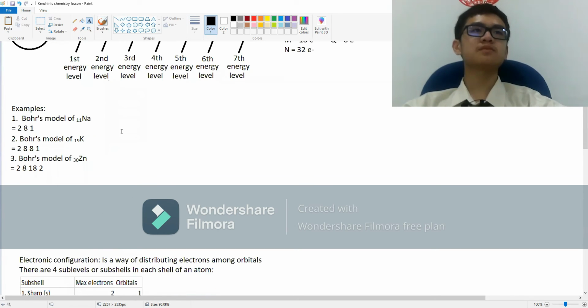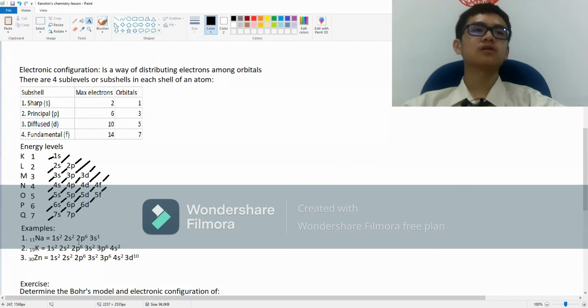Now let's use the same examples as the Bohr's model. So for sodium, we start with 1s2. So that's 2 electrons. Then what's next? We have 2s2. Then up again, 2p6, add them all together is 10. We need one more. So we'll grab it from 3s1. To get this, 1s2, 2s2, 2p6, and 3s1.